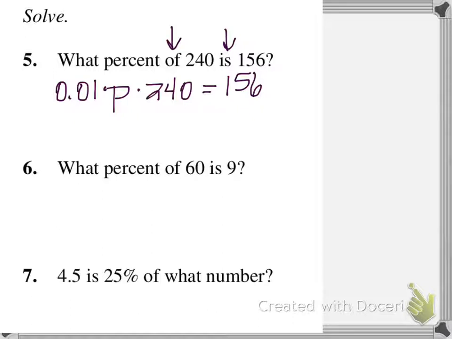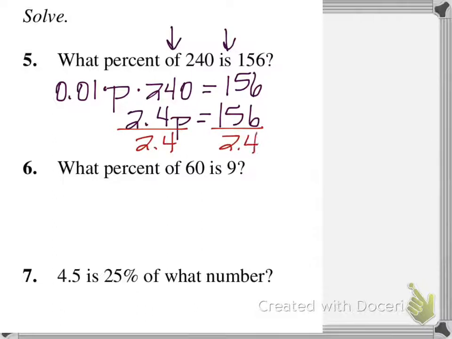On the left side, I can do some simplification here: 0.01 times 240, because everything's being multiplied together. I can multiply the two number pieces together, and 0.01 times 240 is 2.4. So I really have 2.4p equals 156. Now I can start solving. Divide both sides by 2.4, and I'm going to get p equals 65. And since this is a percent, it's 65%.